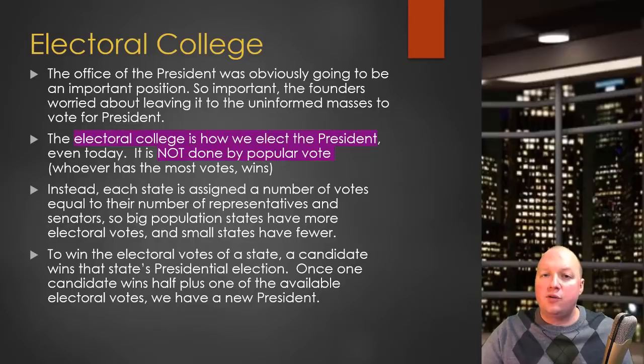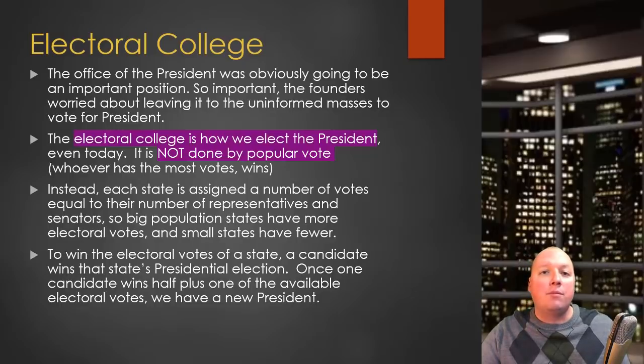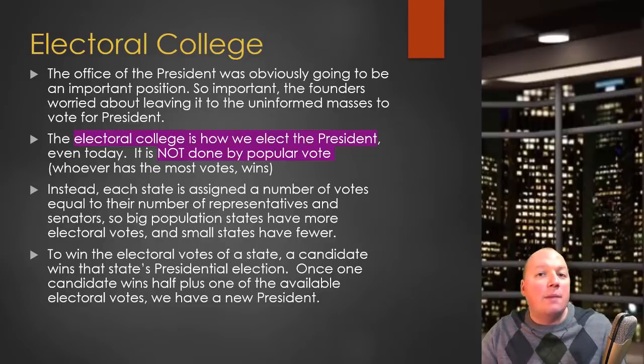Here's the way the Electoral College works. What we do is we take a map of the United States, which I'll show you here in a second. We take a map of the United States and we assign each state in the country a number. And that number they are assigned is equal to the number of representatives and the number of senators that state has.